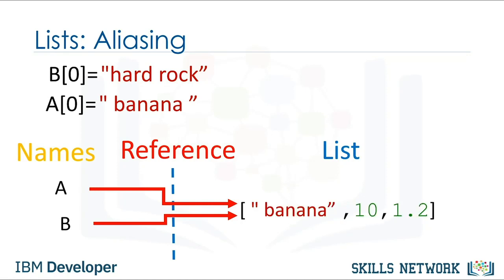A and b are referencing the same list. Therefore, if we change a, list b also changes. If we check the first element of b after changing list a, we get banana instead of hard rock.